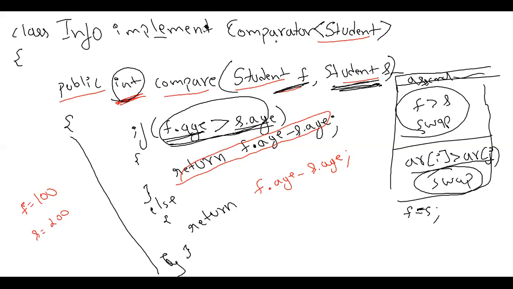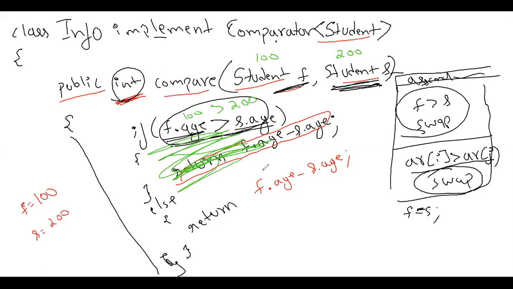The code will be placed. 100 is placed here and 200 is placed here by the compiler. Now the first number is 100 and the second number is 200. It should not swap. So 100 will come here. Is 100 greater than 200? No, the condition is false. If the condition is false, your if will not execute. Your else will execute.